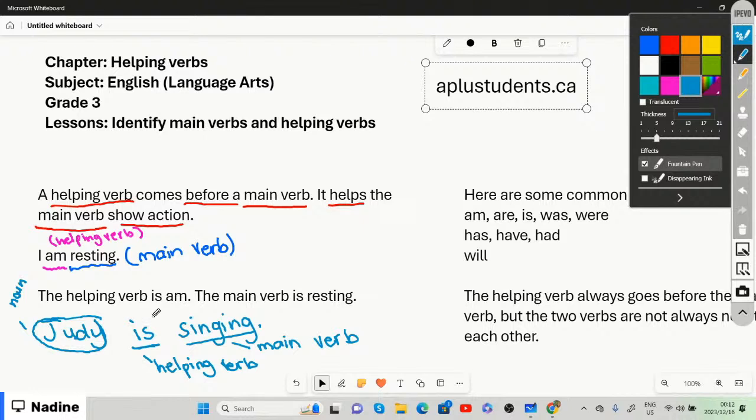So is the helping verb, sorry, and then singing is our main verb. So does everybody understand, or should I make another example?